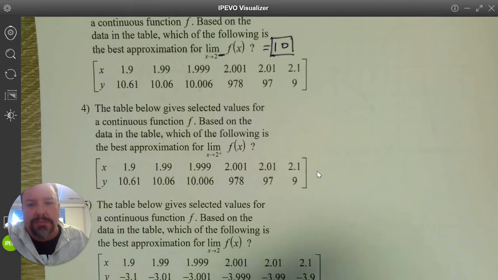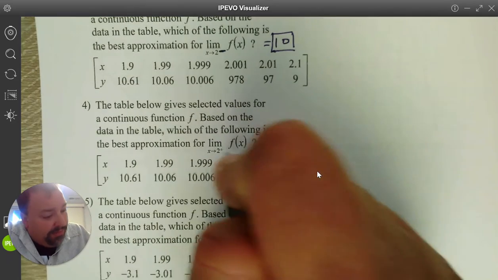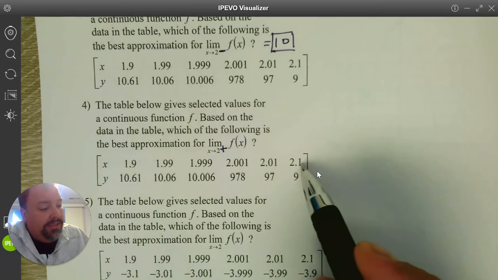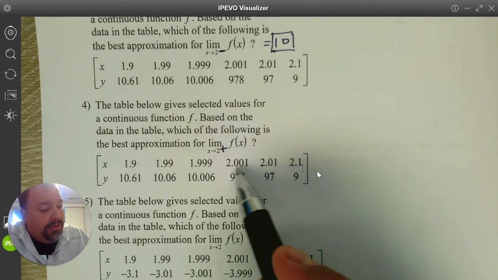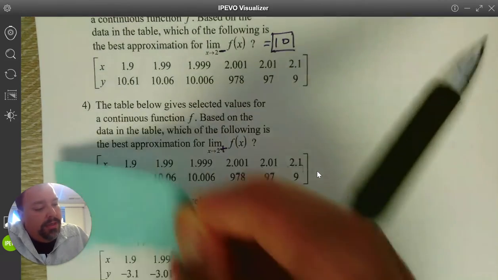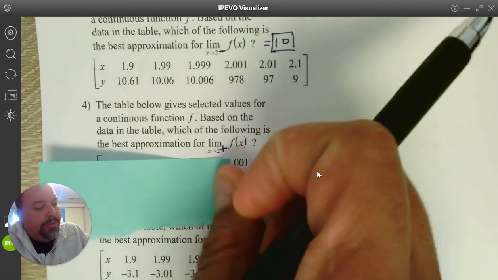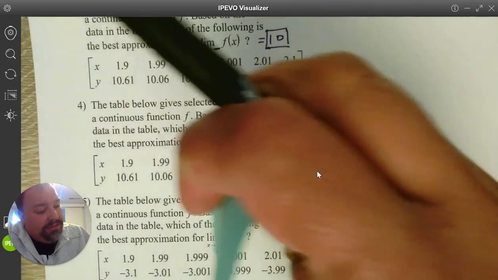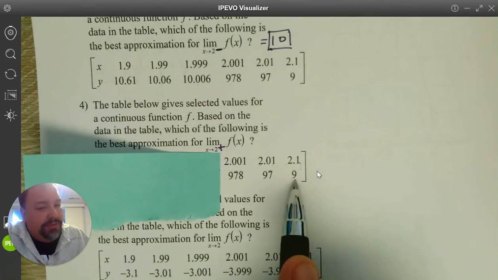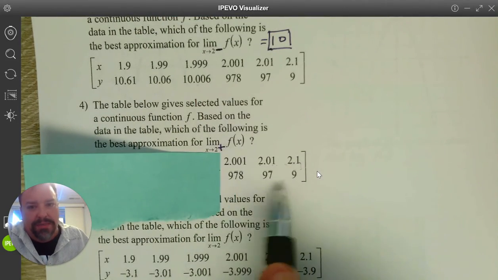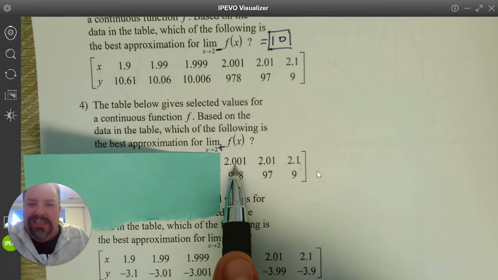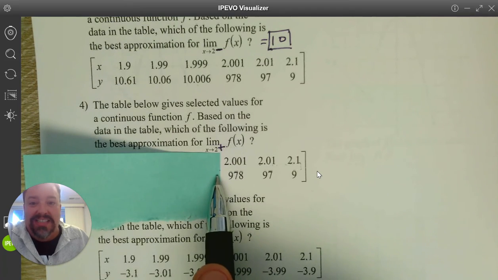Number 4 is a similar problem, except now we're coming from the positive side. So we're coming from the right as the x's get closer and closer to 2. And again, we want to just ignore these for right now. And what happens to the y values? Well, on this side, they're going up and up and up. It seems like if we were to continue, if we put in like 2.0001, then this might be like 9,000.